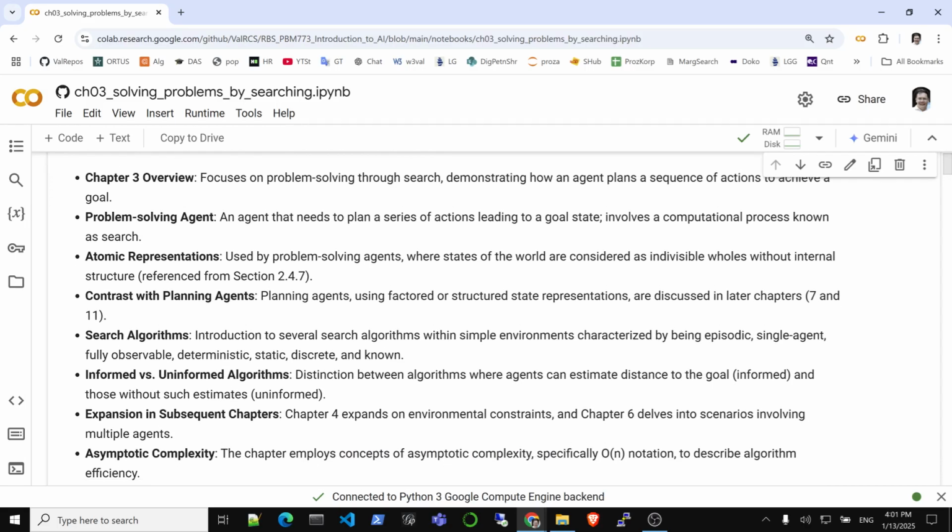So in some ways this is a slightly different way of looking at algorithms for shortest paths, things like that, but a little different way of looking at it from the perspective of an intelligent agent. And of course also there's discussion of complexity.